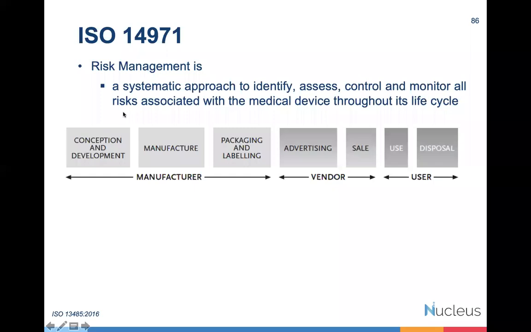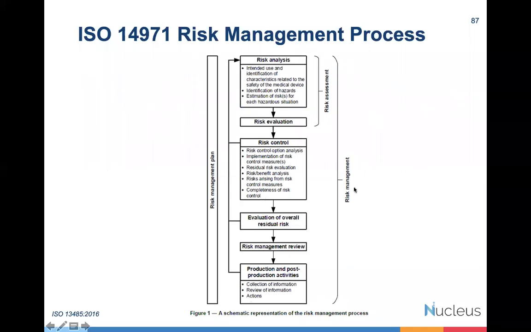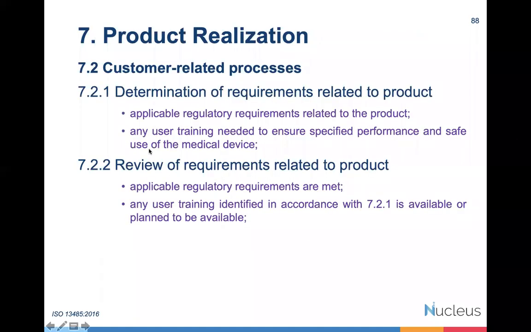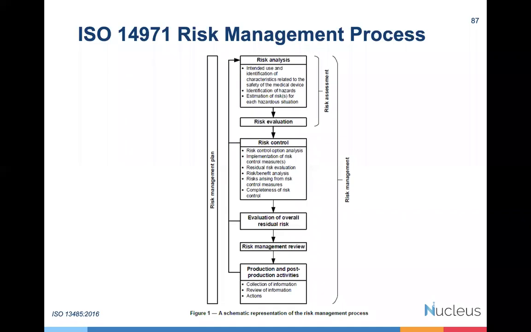Even if you are doing only design, you can adopt this. It can be applied anywhere in the supply chain. And this is the approach they are recommending. First analyze the risk, evaluate the risk, then control the risk, evaluate the overall residual risk after your control, then do a risk management review. After this, conduct a post-market survey, get feedback from the field, then you decide whether your risks are mitigated and controlled effectively. So this is what the standard says. And this is only voluntary, not mandatory. You can adopt this if you want.